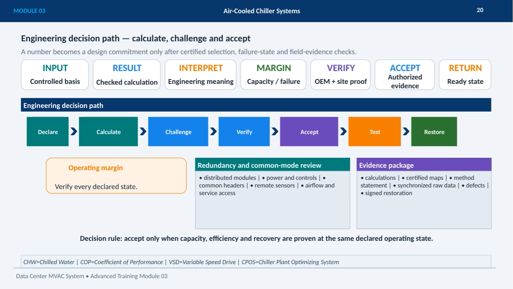The process emphasizes verifying every declared state and reviewing redundancy across distributed modules, power, controls, sensors, and service access. The evidence package includes calculations, certified performance maps, method statements, raw synchronized data, defect tracking, and signed restoration documents. The decision rule here is clear. Accept only when capacity, efficiency, and recovery are all proven at the declared operating state. This thorough protocol ensures reliability and optimal performance in chilled water systems.